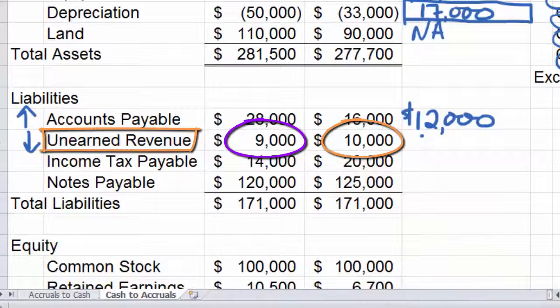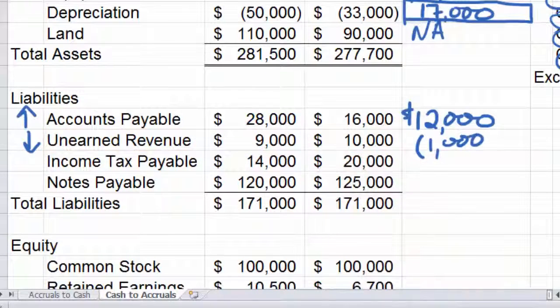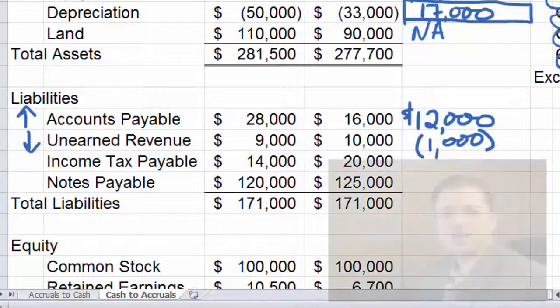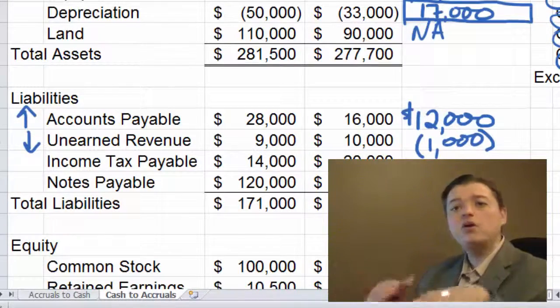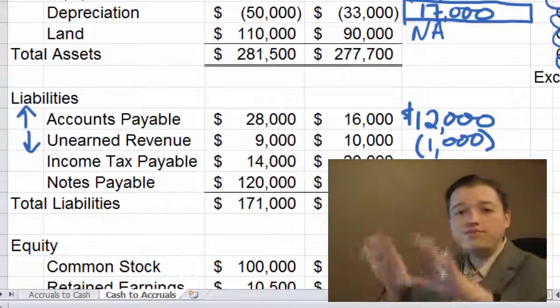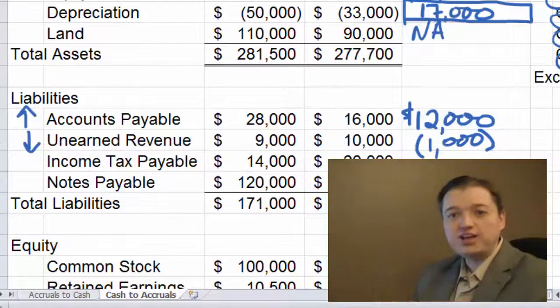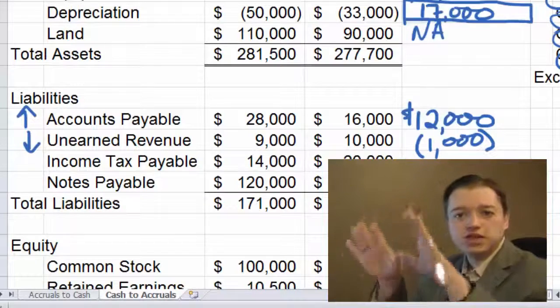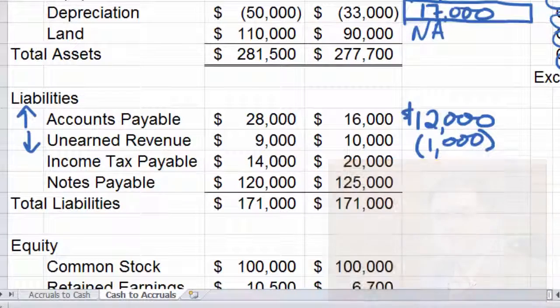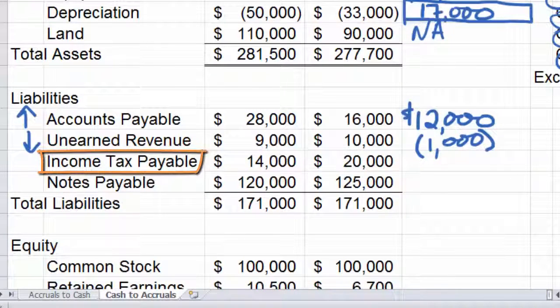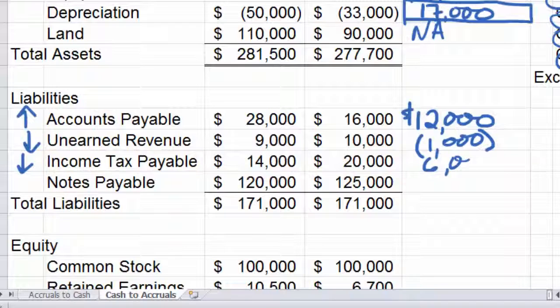So I'm going to show that as a negative to my cash amount. And that makes sense too with our shortcut. If you remember, with liabilities and equity, we do the wave. So as one account goes up, so does cash. As the other accounts go down, again, so does cash. So in this case, the account went down, so cash goes down. Income taxes payable, that also affects our day-to-day operations. So that goes down, so cash goes down, and we'll show a $6,000 adjustment.